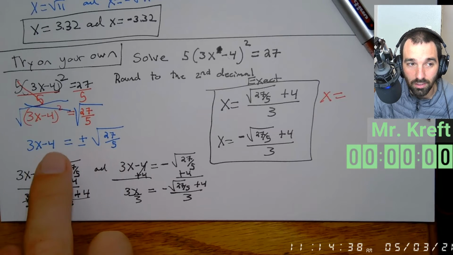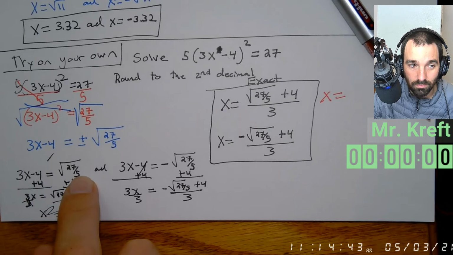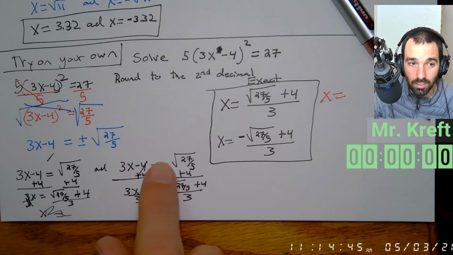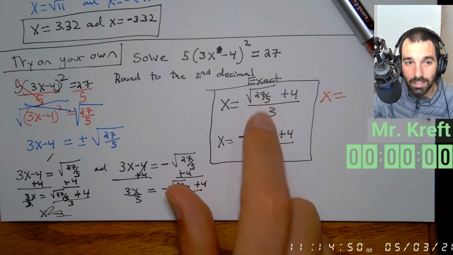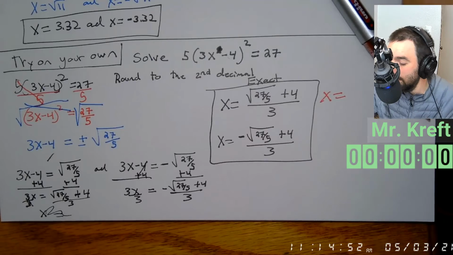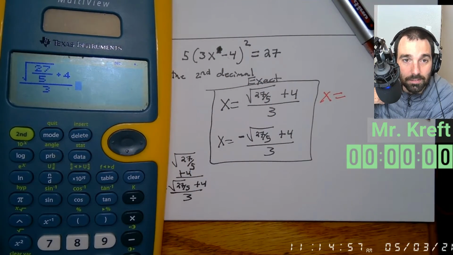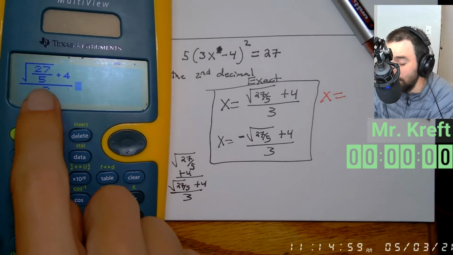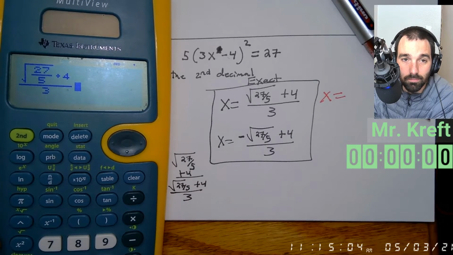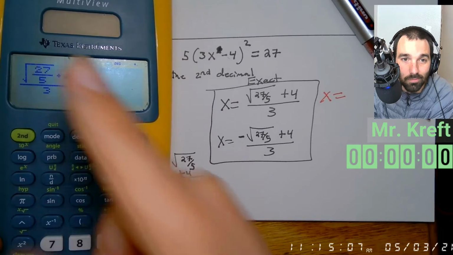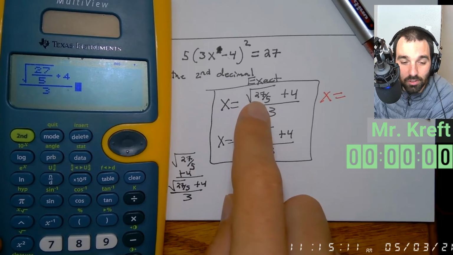So if this was 8, right? If we had 3x minus 4 is plus or minus 8, then we would add 4 to both sides, and we would divide by 3. And then here we would add 4 to both sides and then divide by 3. So it doesn't matter that it looks ugly, because in my calculator, you can input that just fine. It's the square root of 27 over 5, and then you have plus 4, and then divided by 3. So if this was 8, it would just look like 8.